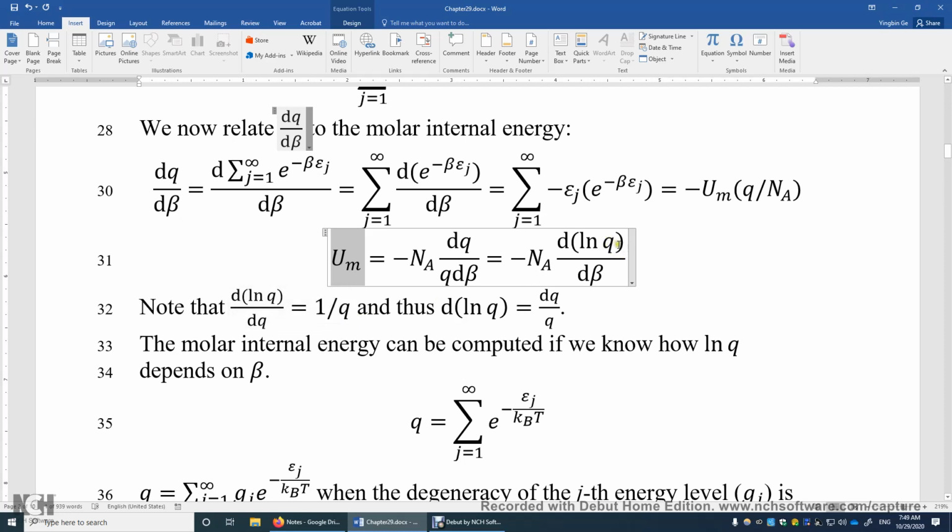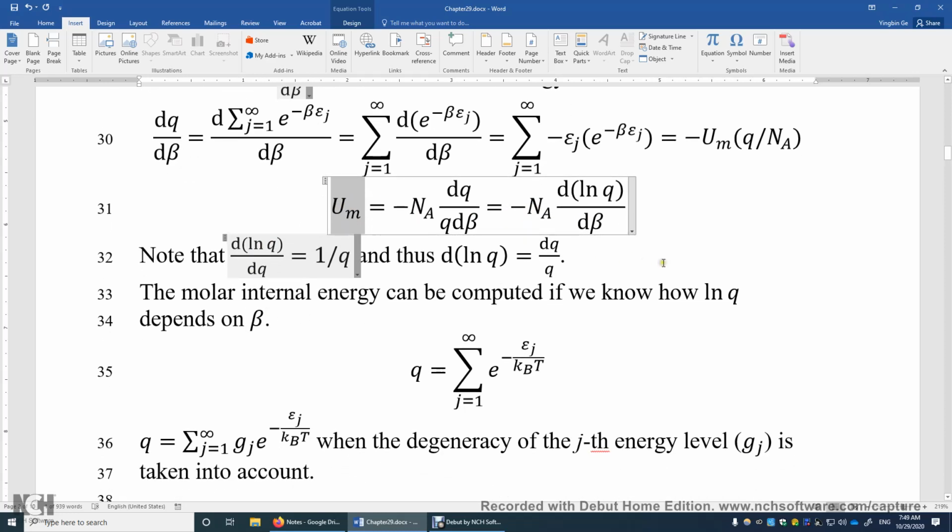Somehow we need to get the expression of Q in terms of beta. And then we take the logarithm of Q. And then we take the first derivative of ln Q with respect to beta. The result multiplied by negative Avogadro constant is going to be the molar internal energy of the system. So how do we get Q?